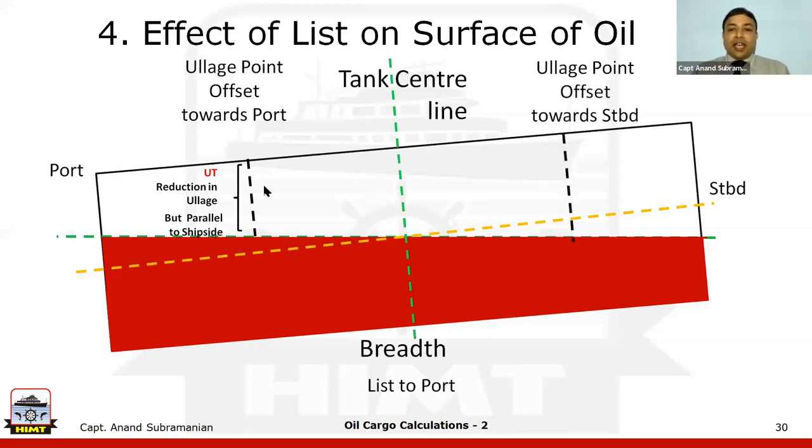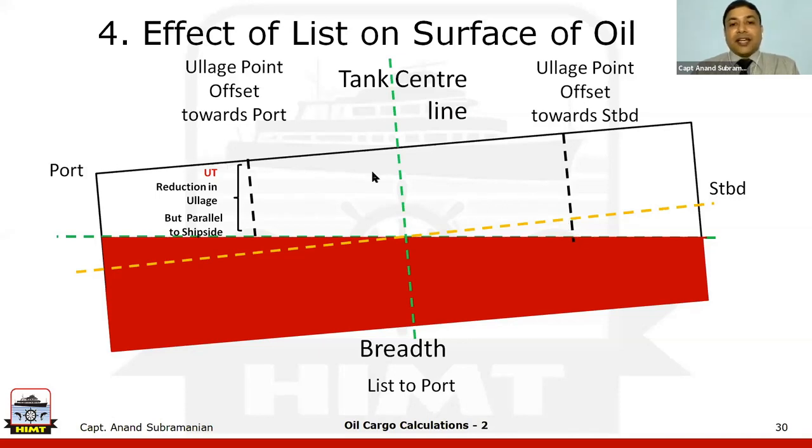Okay. Now, if you have it on the opposite side, that means if the ullage point is offset towards the starboard side from the tank center line, remember the tank is listed to port, but the ullage point is towards the starboard side. Here, this much is the ullage which I'm getting from the tank top to the green line, whereas actually what I want is the tank top to the orange line. That is our true ullage. So there is a small amount of correction which needs to be subtracted.